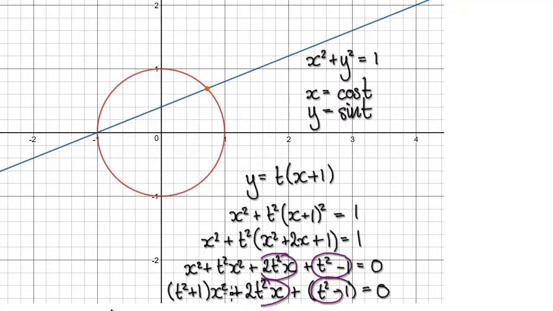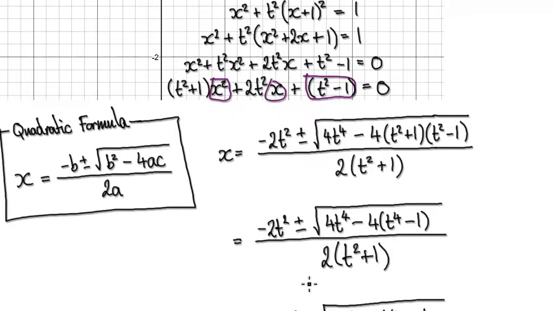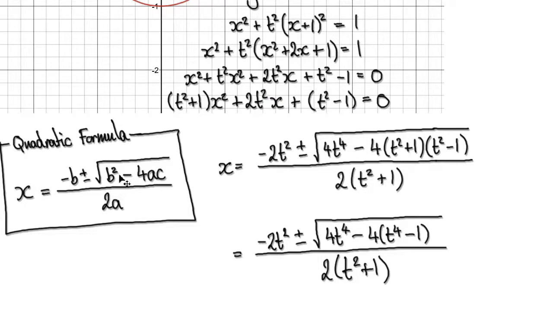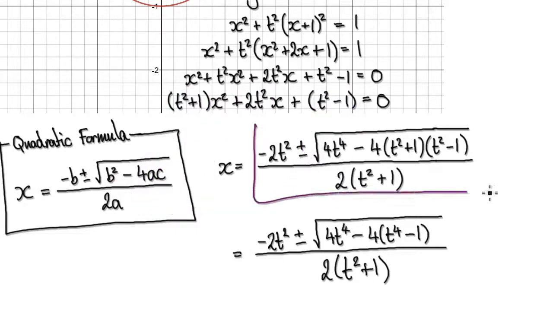So this is like your quadratic formula: x squared, x, and your constant. So using the quadratic formula, this is your a here. This is your b here, and then this is your constant c. So using the quadratic formula, that will then take you to here.